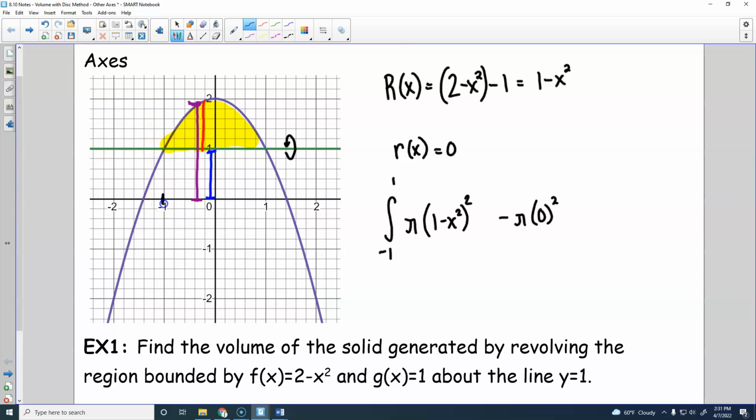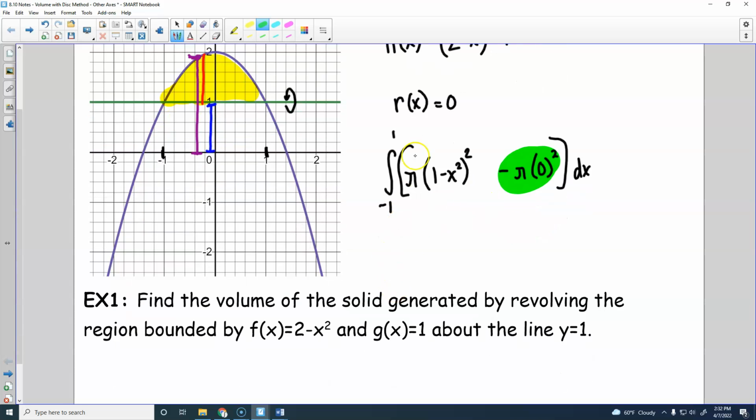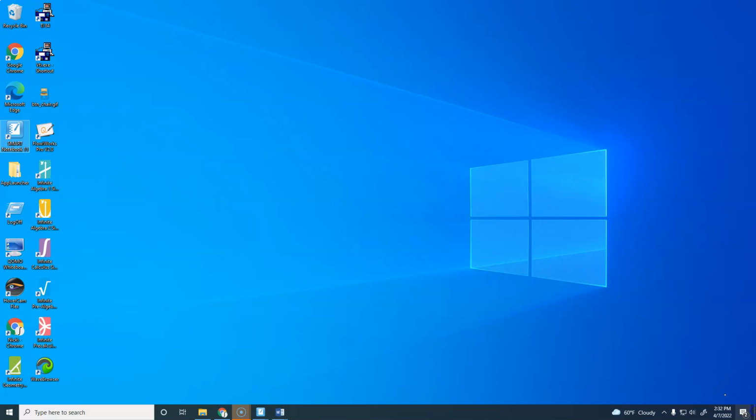X-axis, so from here to here. Yeah, dx, yes. So, dx. And of course, you do not have to write this. I'm just writing this part right here to prepare us for when we do need the washer method there. Okay? All right. So we're going to just integrate this with the calculator like we've been doing.